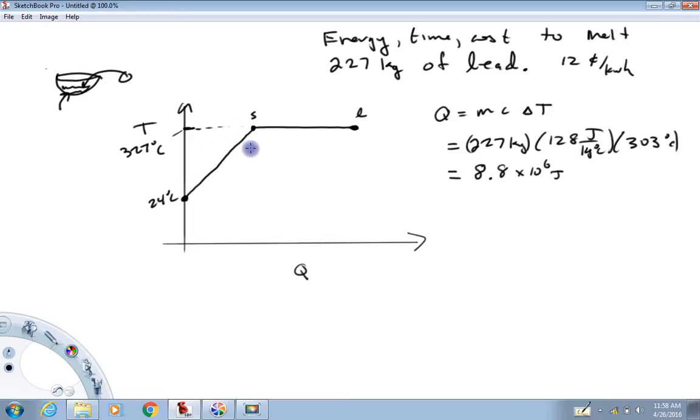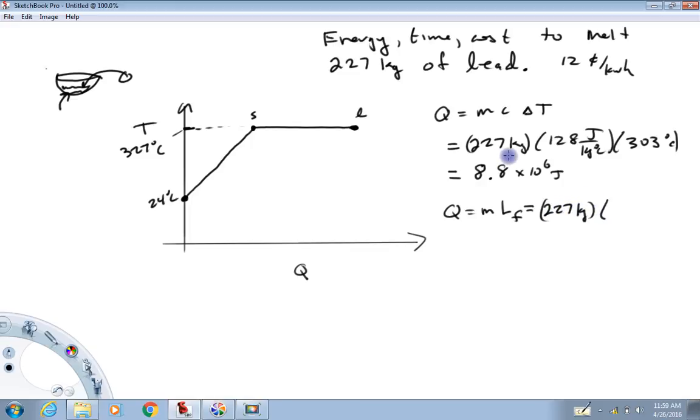Right. Now, we also have to melt it. So the heat required to melt it on our graph, that's this horizontal distance. This is governed by the latent heats. So Q equals m times the latent heat of fusion. This is not a vaporization problem. If we vaporized that lead, we would have been long dead. So let's see, the mass, 227 kilograms.